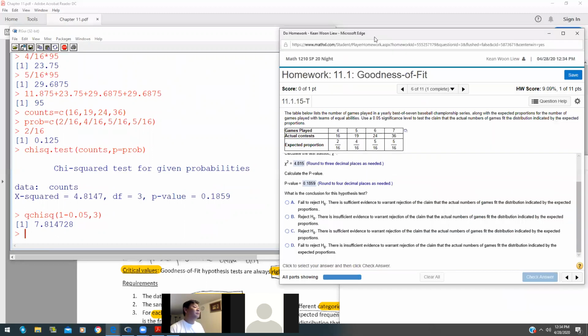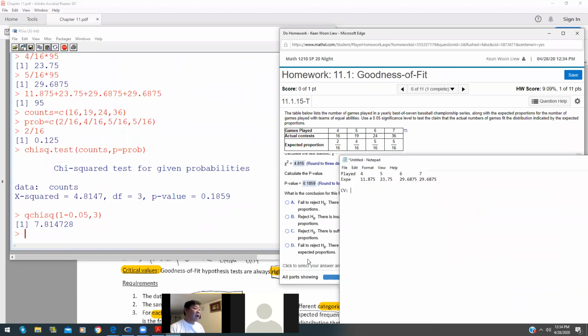You guys with me here? Yes. Okay. So in your test, I will ask you to find the expected value also.